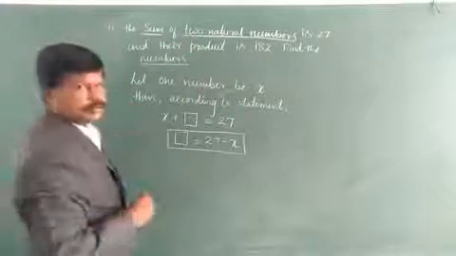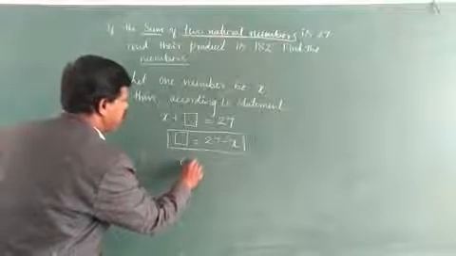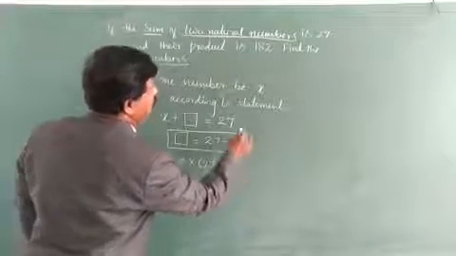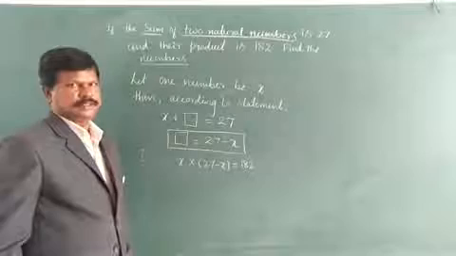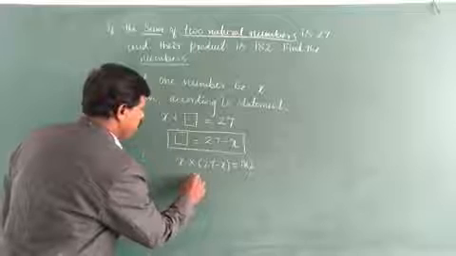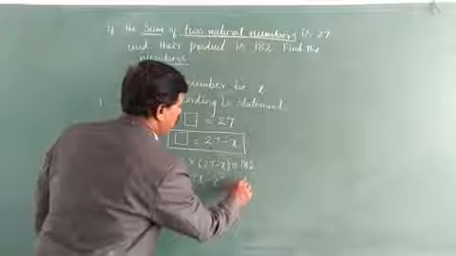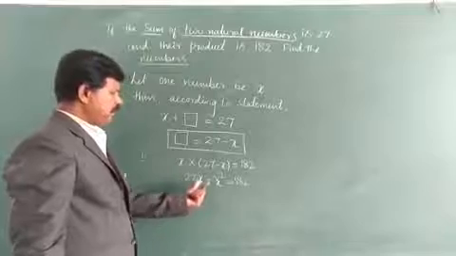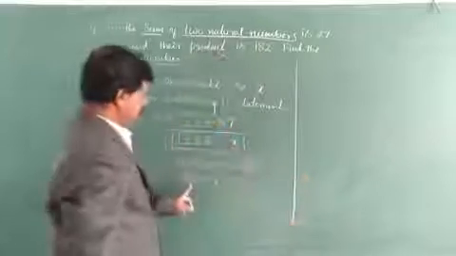Then their product, the second statement: x into 27 minus x is equal to 182. Here the product is this. Now on multiplying this, we will get 27x minus x square is equal to 182. Clear? So this is 27x minus x square equal to 182.